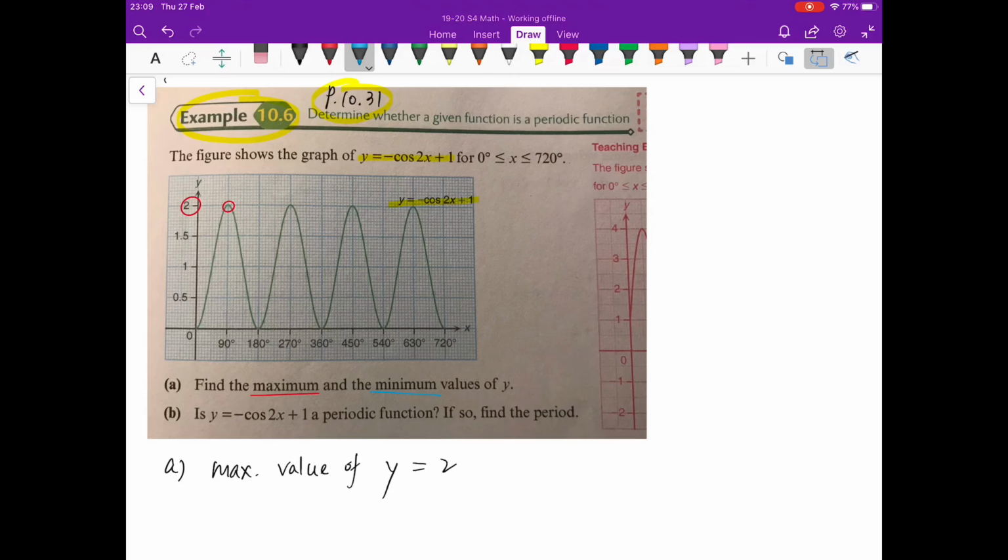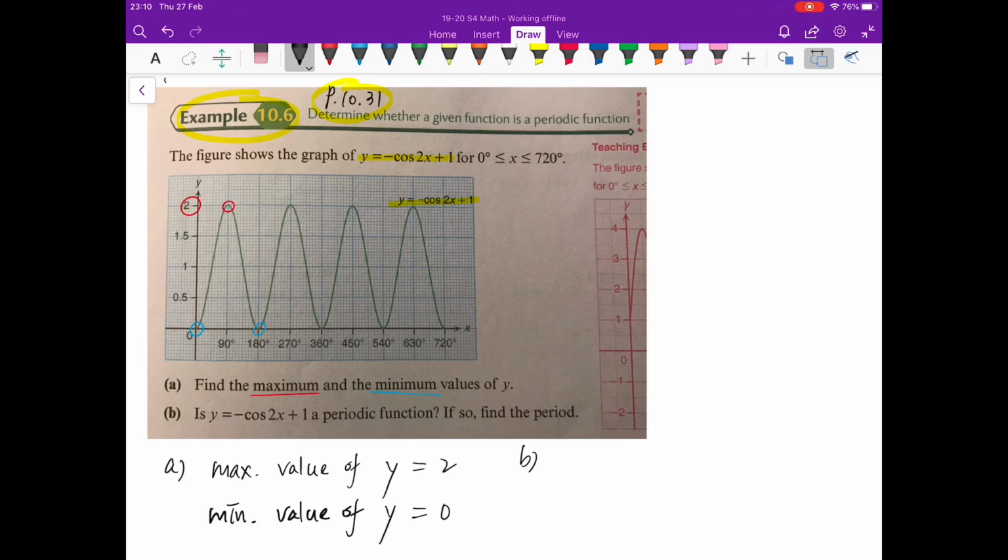So similarly, when we want to find the minimum, that means we have to find the lowest point. So take a look at the graph. Where is the lowest point? It should be here, or here. Doesn't matter. So we know that it is the lowest point. And then help me to judge what is the corresponding value for this lowest point. Yes, it should be 0. So we can answer the question. For the minimum value of y, it is 0. And this is the answer for part A.